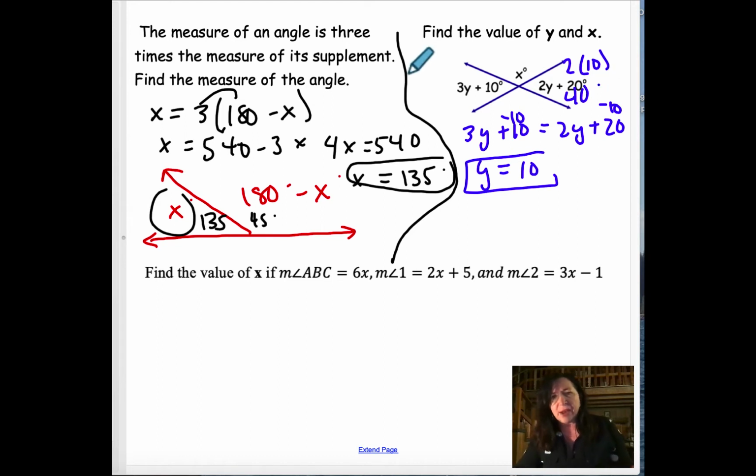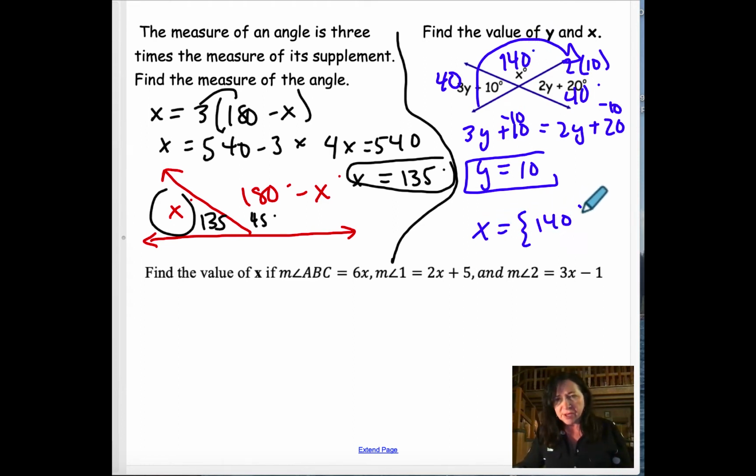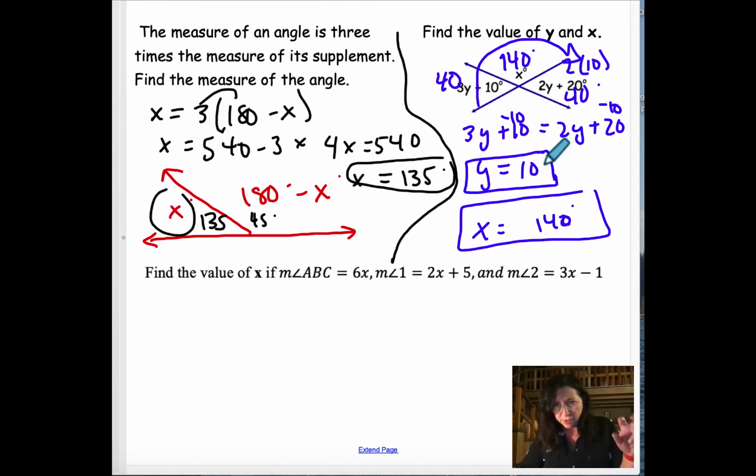So that means this angle is 40 and that angle is 40, which means, this being a straight line, supplementary, 180 minus 40 is going to be 140. So we know that x is equal to 140 degrees, and we also know that y is equal to 10. I do prefer solution sets, especially when we're solving, but because this is an angle measurement, I'm okay just boxing it up or just saying 140 degrees. Y, though, is not a degree. Y is a number.